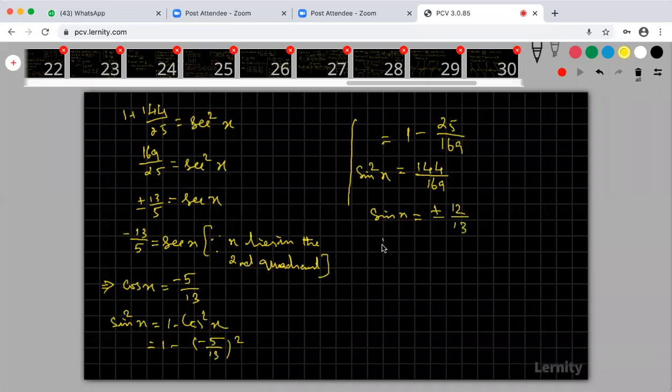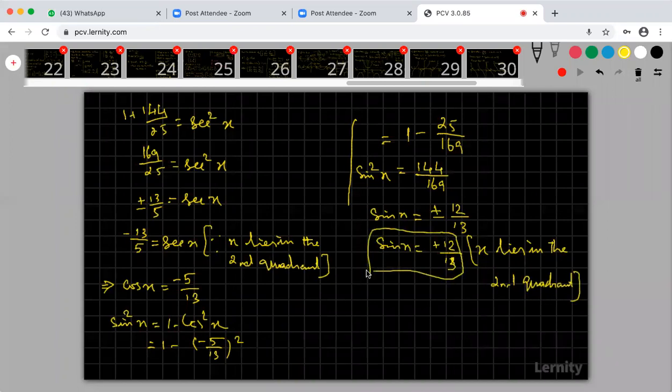But your x lies in the second quadrant. In the second quadrant, sin is positive. So therefore plus 12 by 13. What is the reason? Since x lies in the second quadrant, your sin x is always positive. Right, this is your sin x.